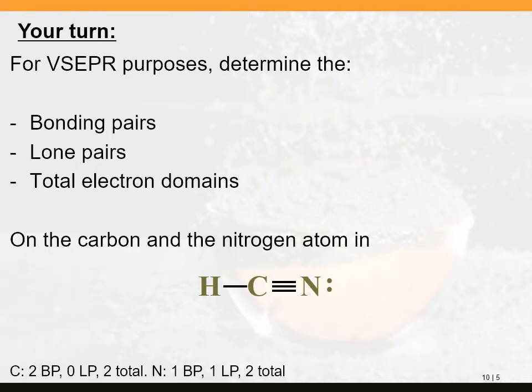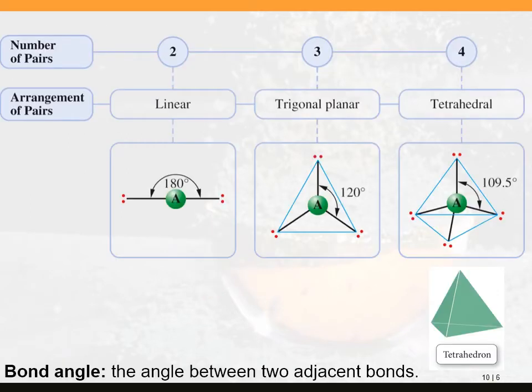Now, for valence shell electron pair repulsion theory purposes, determine the number of bonding pairs, lone pairs, and the total electron domains on the carbon and nitrogen atoms in the hydrogen cyanide molecule. Once you determine the number of domains, you can determine the shape or the arrangement that they will assume. The number of domains is given as pairs here. So this is the number of domains.